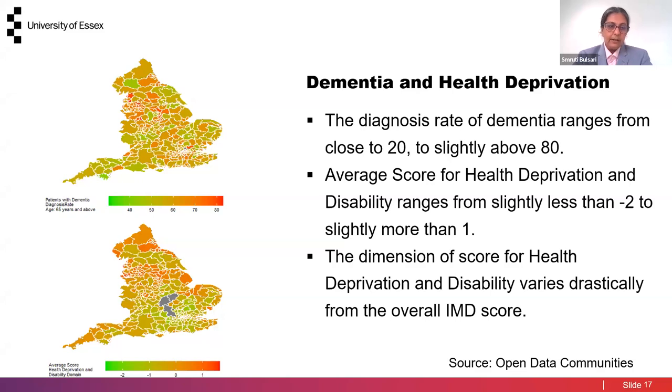So here you will see that again, a large proportion of the local authority districts show high levels of health deprivation and disability across England. And you see there is a pattern which matches more or less between the upper panel and the lower panel, that is the map for the dementia diagnosis rate and the map for the average score for health deprivation and disability. However, we will see that the correlation is not very strong between the two.